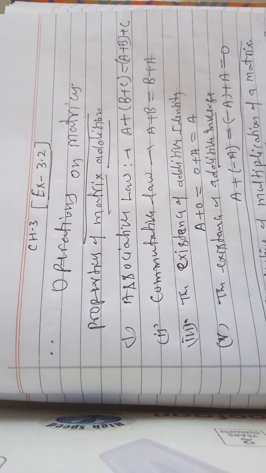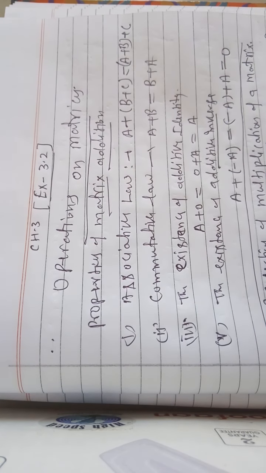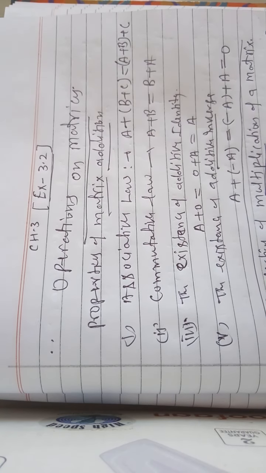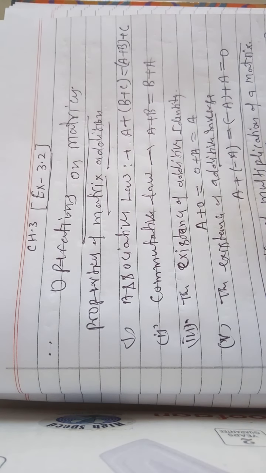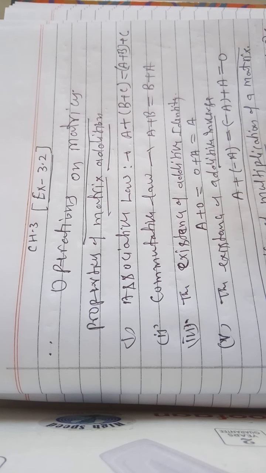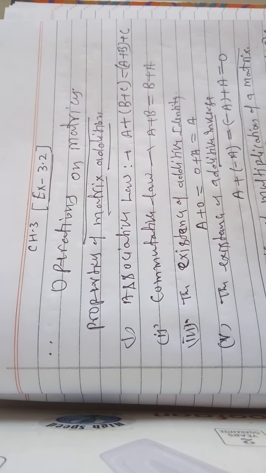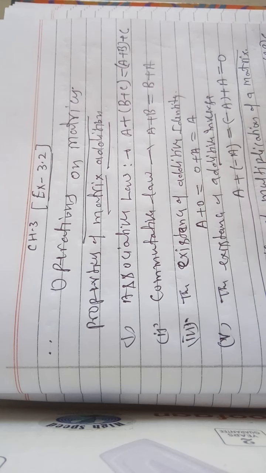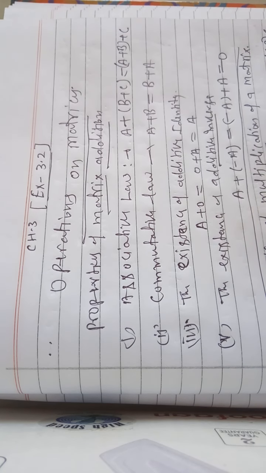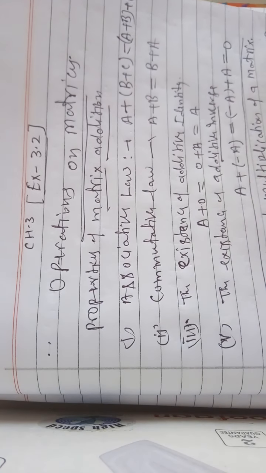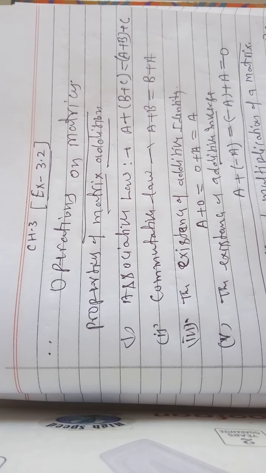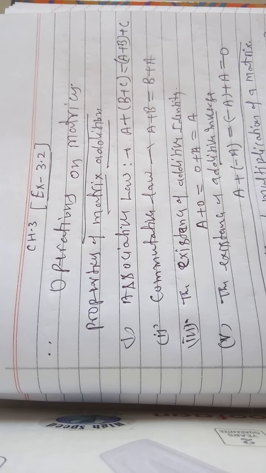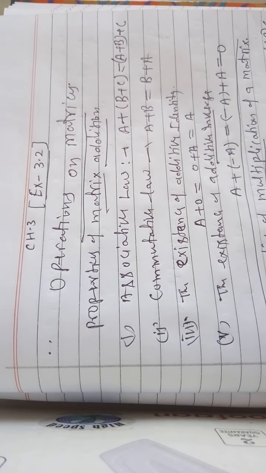And second, the distributive law. A bracket B plus C equals AB plus AC. A is first, so the other terms also have A first, coming first. AB, AC, not BA, not CA, okay, because the distributive law under multiplication is not valid that way. Clear?